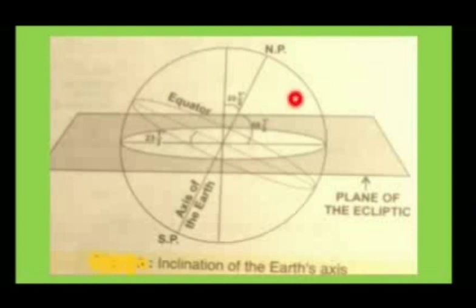Now here you can see this is the North Pole and South Pole. So this is the axis of the earth. When we draw the vertical, it forms 23.5 degrees. And when we form the angle from the plane of the elliptic, it forms an angle of 66.5 degrees. So in this way, it is always inclined. This process is known as the inclination of the earth's axis.